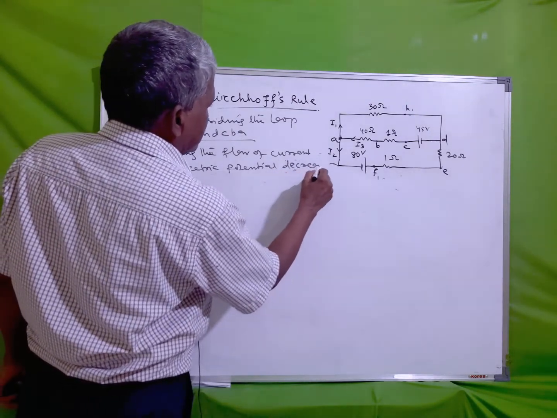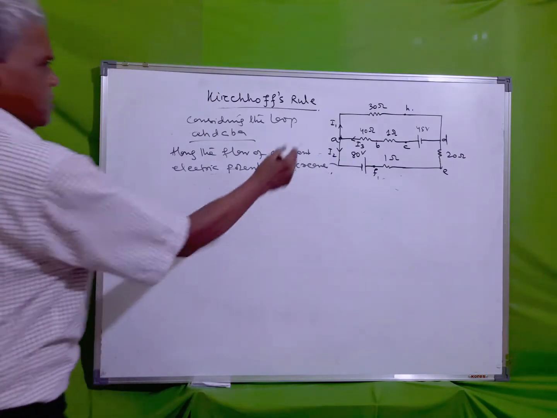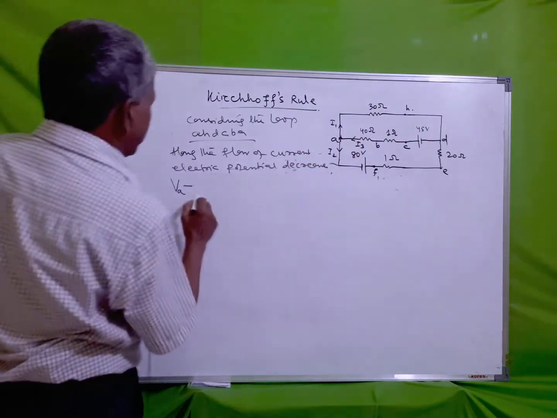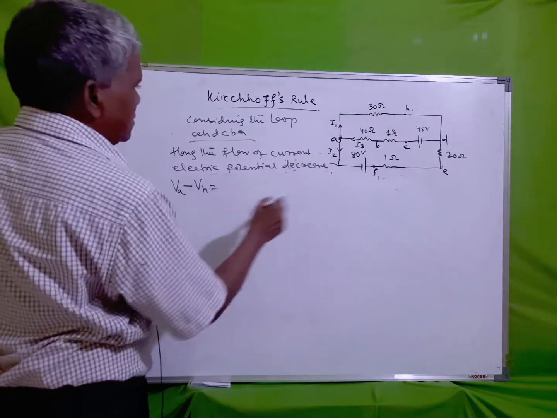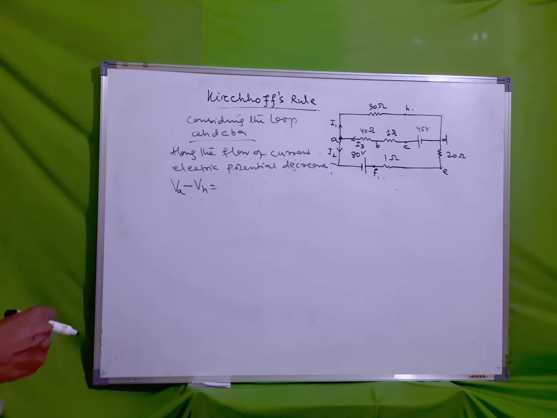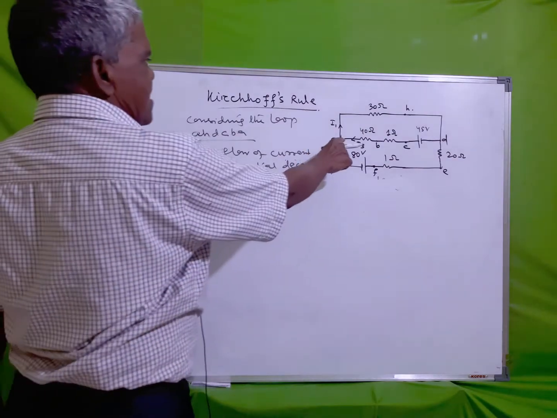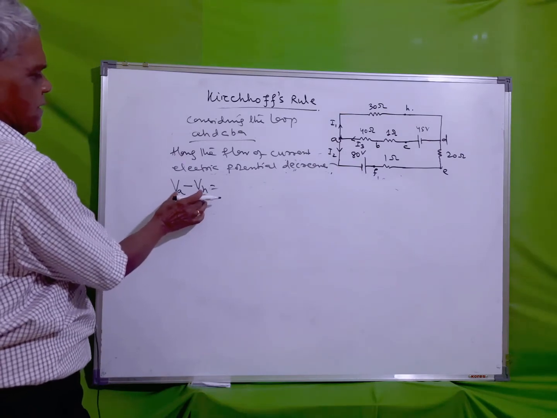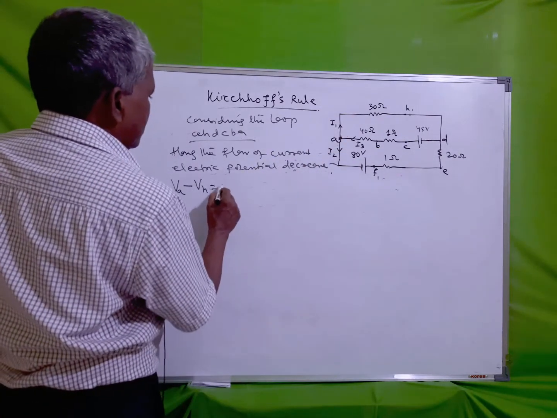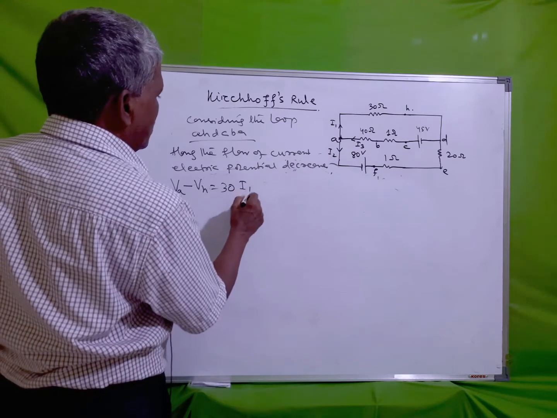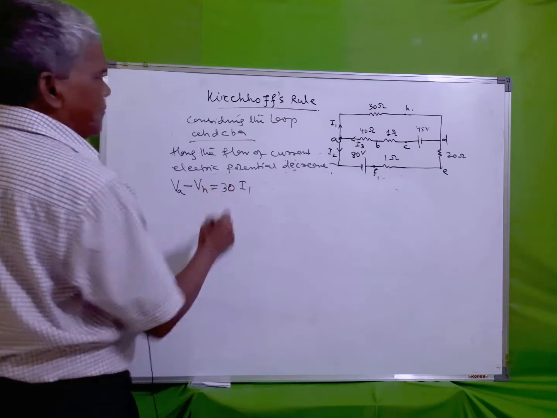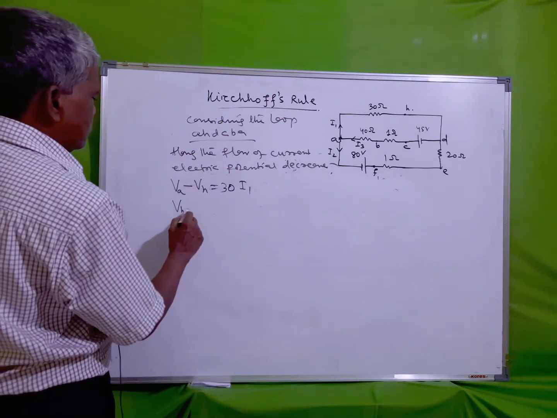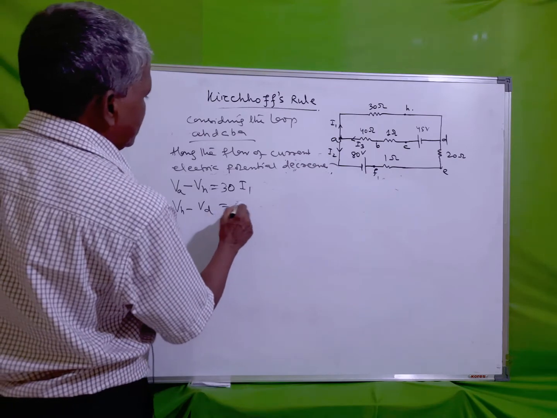Electric potential decreases. Now let us see the potential at A and the potential at H. Since current is from A to H, the potential of A is higher than H. Therefore, the difference of the two potentials VA and VH will be positive. Now from H to D, there is no resistor, so VH minus VD is 0.